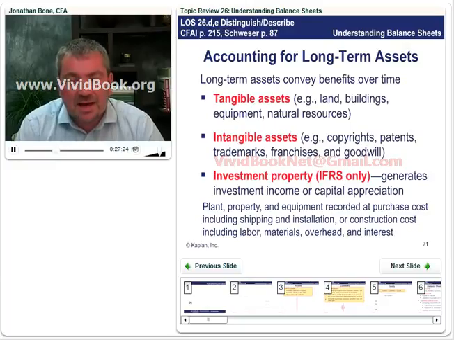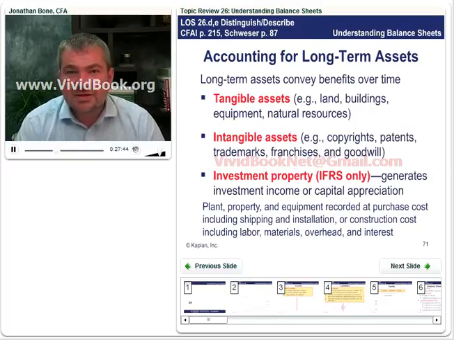Investment property we only see under IFRS, it's not under US GAAP. And these are essentially assets held for their income and capital appreciation potential. The classic one in there is real estate, essentially. That is, we're not going to use it for running our business. Essentially, we're renting it out. We're holding it as an investment, essentially.